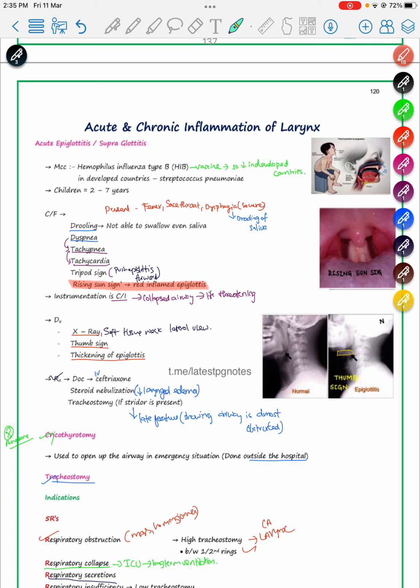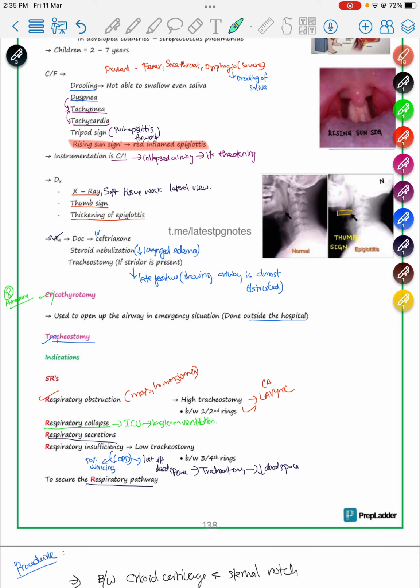Then the antibiotic is ceftriaxone. Then steroids will decrease the laryngeal edema. Laryngeal edema is very deadly. Then tracheostomy: if the laryngeal edema is not improved or the obstruction is high, then you should do tracheostomy. Okay, then some surgical procedures you need to know.